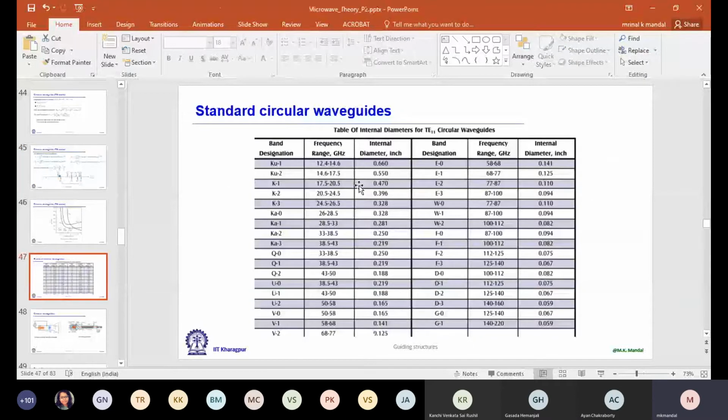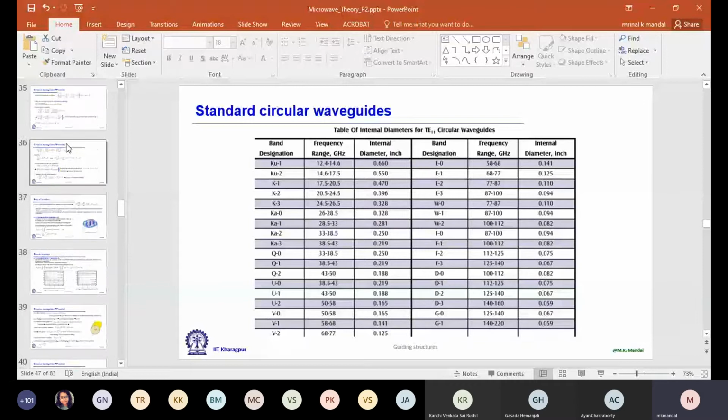So to do that, you look at the chart. To cover the whole Ku band, we need at least 2 different dimensions. And the situation gets worse if I keep on increasing the frequency. For K band, we need at least 3 dimensions to cover it. For Ka band, we need at least 4 different dimensions to cover it. So that means the effective bandwidth is much narrower compared to rectangular waveguide. For one single Ka band, we need at least 4 different dimensions.